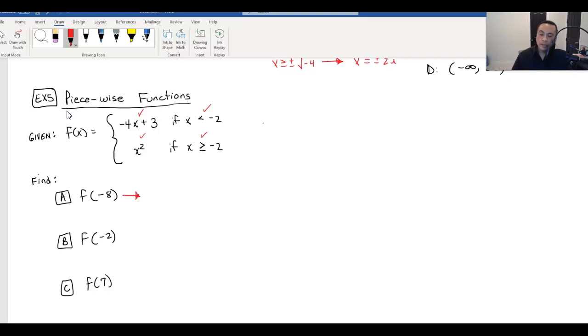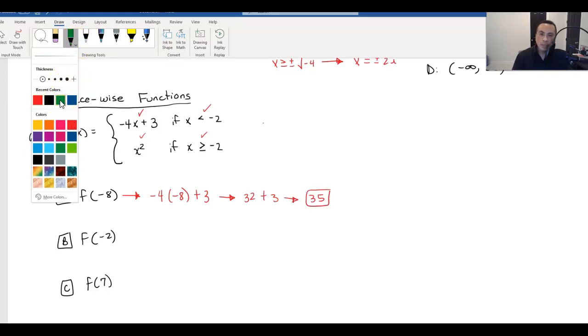All you're going to do is find f of -8. Well, -8 happens to be less than -2. So if it's less than -2, look at what the function says. It's -4x plus 3 if x is less than -2, and -8 is less than -2. So I'm going to use that top portion. All I'm going to do is substitute -8 into that top portion only and then work it out. -4 times -8 is 32. 32 plus 3 is going to be 35. And that's it. Very easy. In other words, that function at x equals -8 is +35.